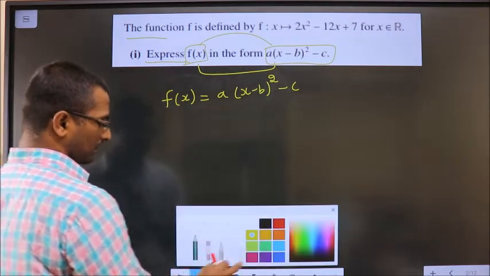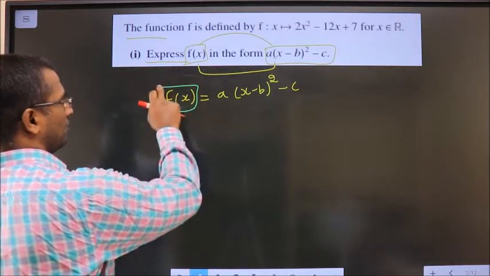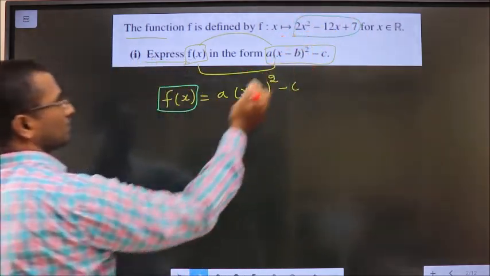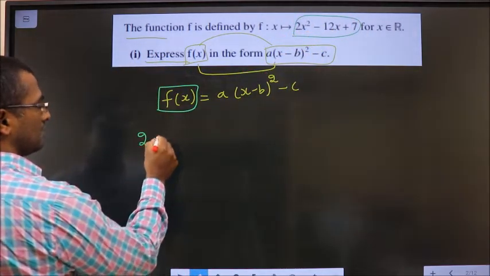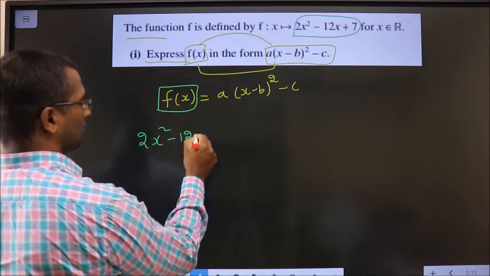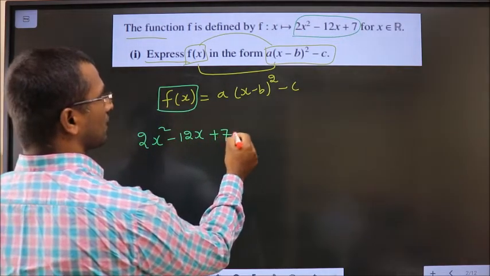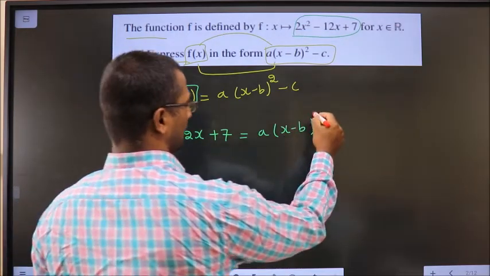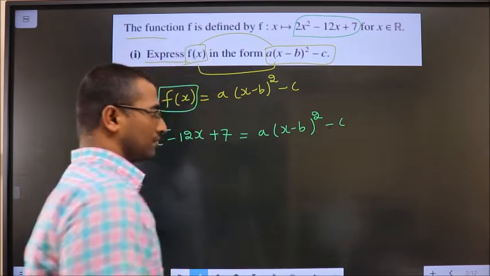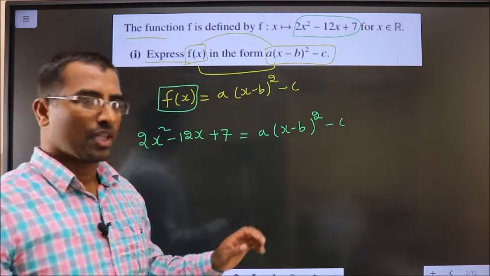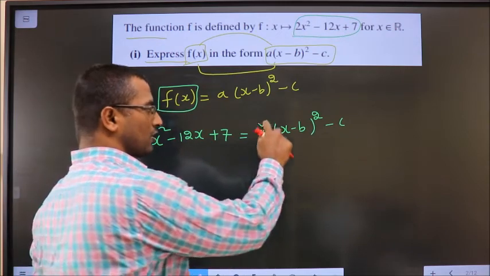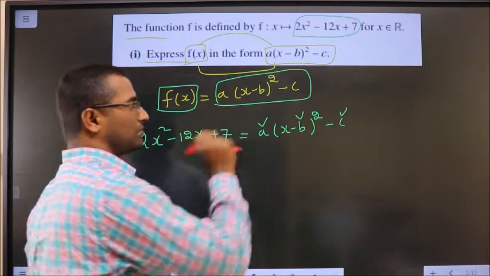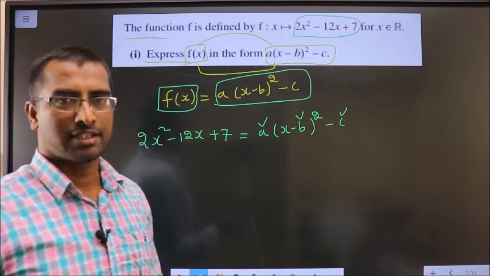Next, in place of f of x, what will you write? Given is this. So f of x given is 2x square minus 12x plus 7 is equal to a into (x minus b) whole square minus c. Okay. Now, I need to find the value of these constants and write your answer in this form. That is when the sum is done.